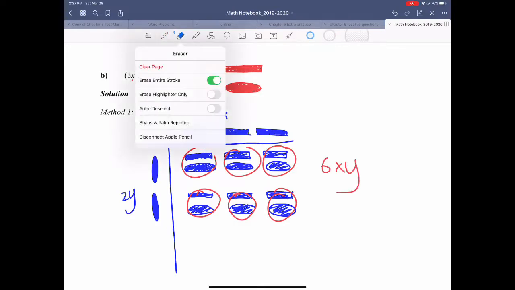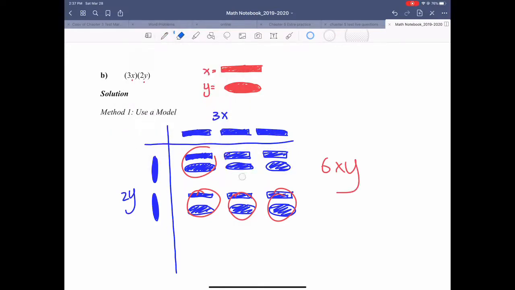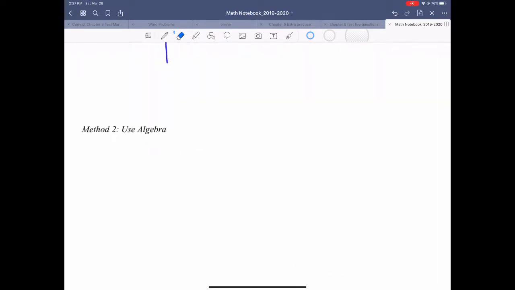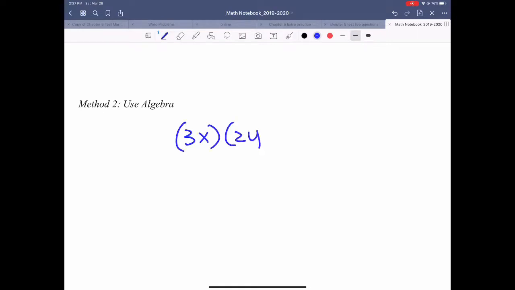It's my final answer. It's just really messy this way. I have to clear this off. Okay, so 3x times 2y gives you 6xy using the model. Using algebra, same thing. Using algebra is actually easier for you guys, I think. 3x times 2y. You basically times the coefficients together. 2 times 3. Don't tell me it's 5. Okay, don't tell me it's 5. It's 6 because you multiply them.